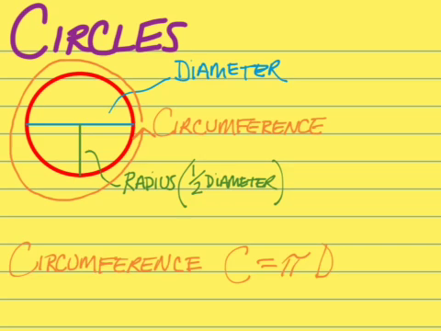Can anybody give me a common number that's used for pi? 3.14. People have memorized it to obscene digits. Anybody want to guess at the world record for reciting pi? It is a little bit over 40,000 decimal places. So somebody memorized pi to about 40,000 decimal places.